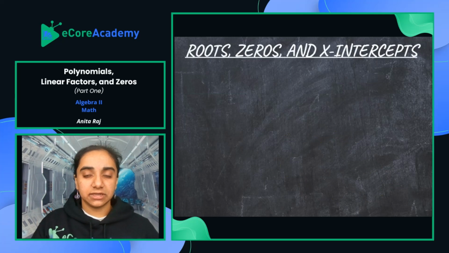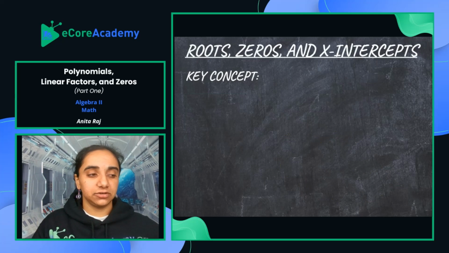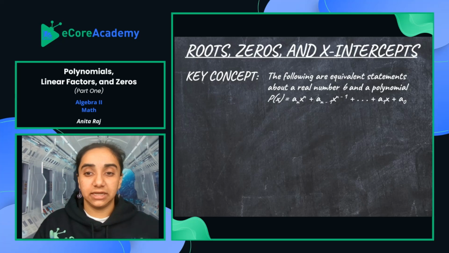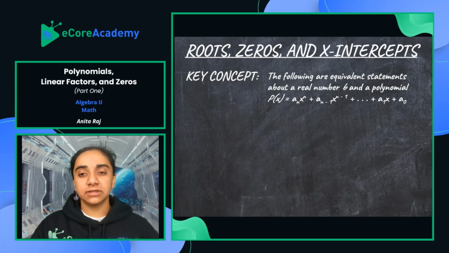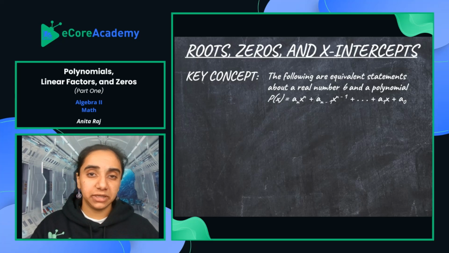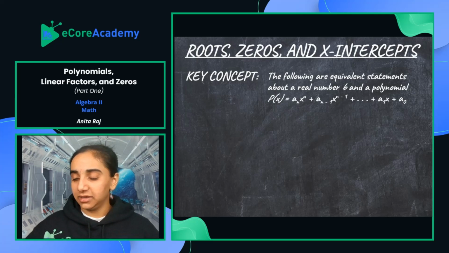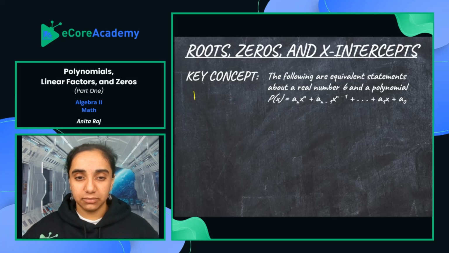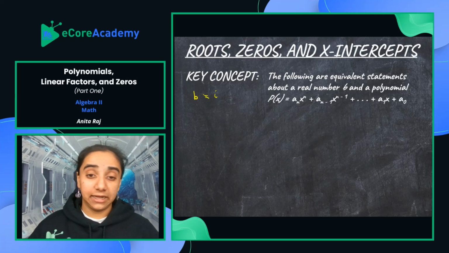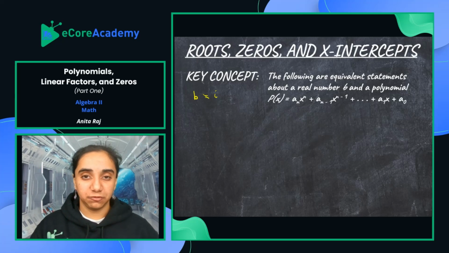Okay, let's look at the next concept, roots, zeros, and x-intercepts. So here's the key concept that I want you to take away. The following are equivalent statements about a real number b. So b is a real number. B does not have any imaginary numbers, so b is not equal to i or any imaginary numbers associated with i. It's a real number.